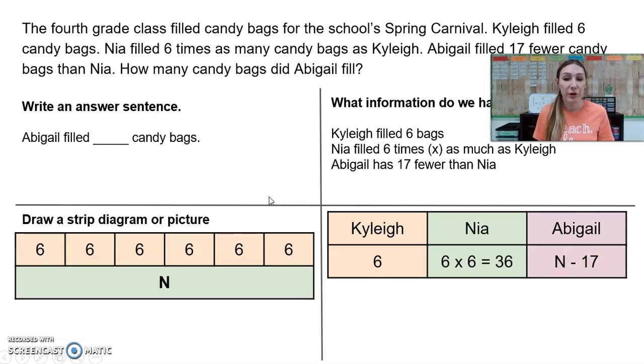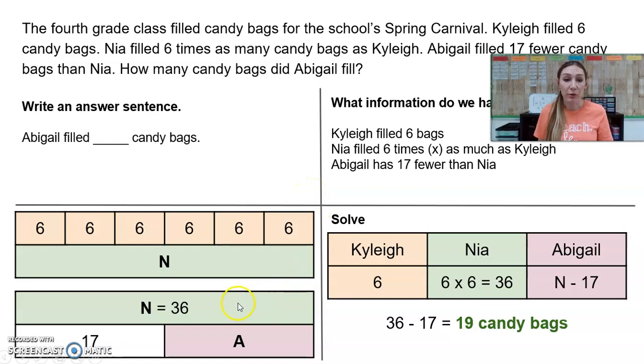So I'm going to first solve for how many candy bags Nia has. I can do this by using a strip diagram. So I'm going to have 1, 2, 3, 4, 5, 6 parts, and in each of those parts I'm going to put a 6 for Kylie. So 6, 6, 6, 6, 6, 6. Because all of my parts are equal, I know that I'm going to be multiplying. So 6 times 6 equals 36. So I'm going to go ahead and plug that in for Nia. I know that Nia has 36 bags of candy.